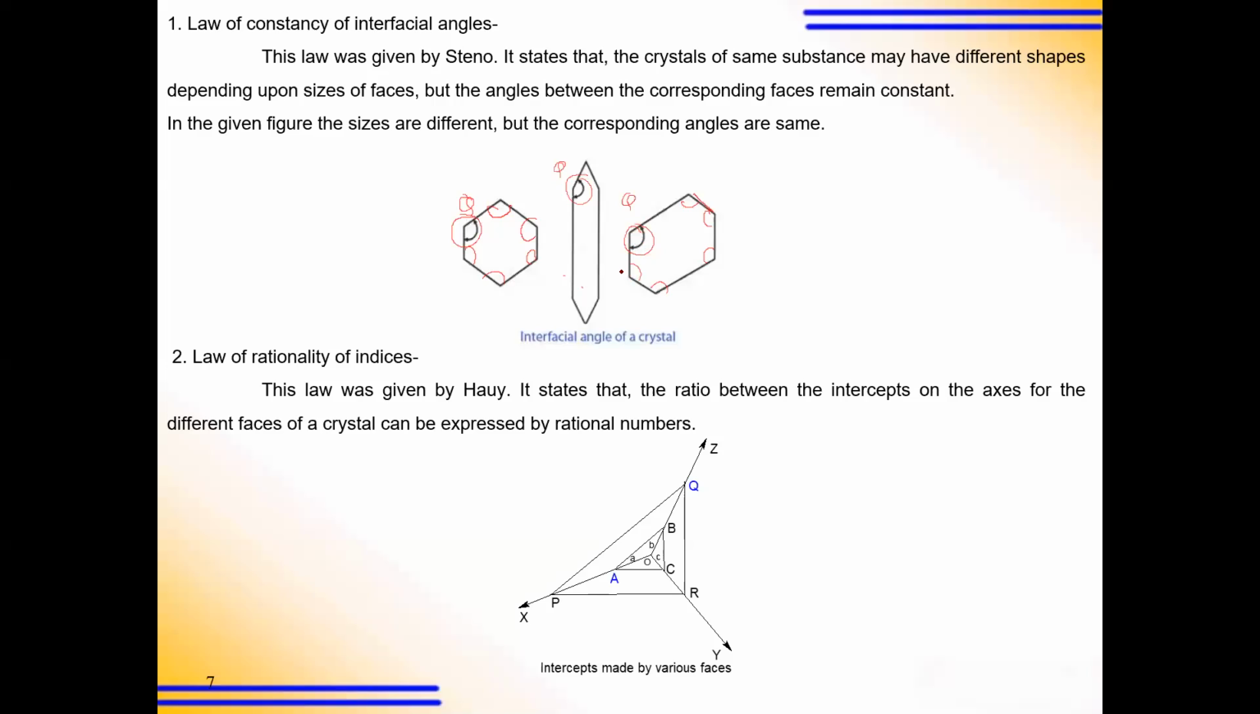ओके. So this is the one law. Second law, that is the law of rational indices, or law of rationality of indices. This law is also given by one scientist, that is Haüy, and it is stated that the ratio between the intercepts on the axes of the different faces of a crystal can be expressed by rational numbers. याला आपण law of rationality of indices म्हणतो.